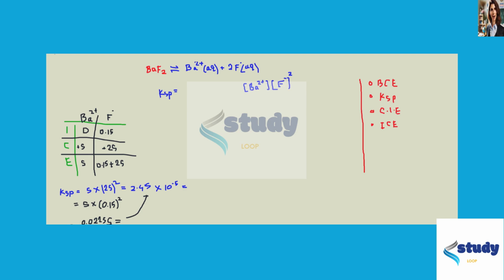And if we solve it for S, then the value of our S will be 1.08 times 10 to the power minus 3 molar. So in these three problems, the first one doesn't have any common ion effect, but the other two have the common ion effect. And this is the procedure we can use to solve problems regarding molar solubility. Thank you.